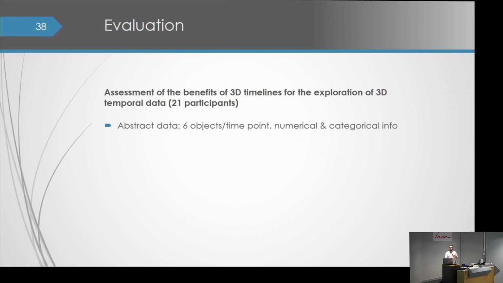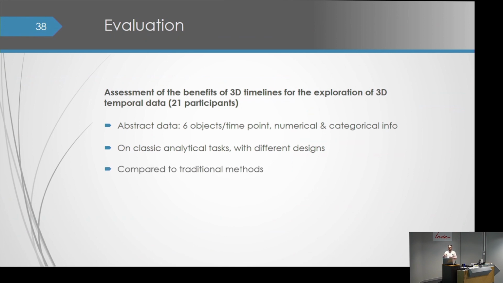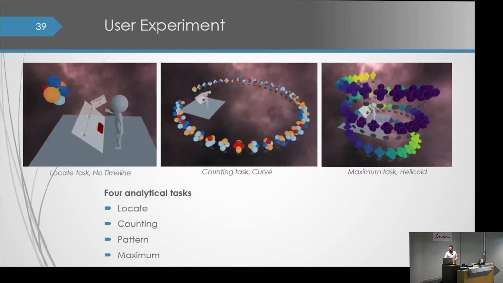And we got in this data set also numerical and categorical information in order to be able to evaluate on classic analytical tasks. And these tasks were made with different designs in order to be able to compare different 3D timeline designs, but also to be able to compare with traditional temporal exploration methods. So basically we had 4 analytical tasks. The first one was a locate task.